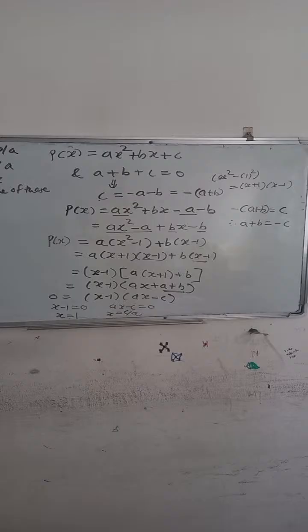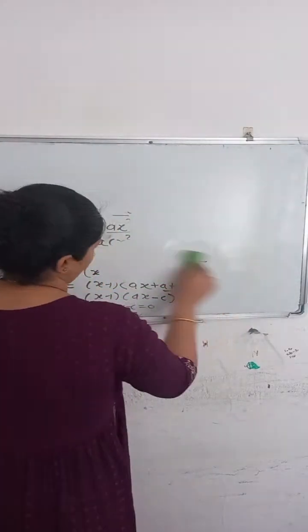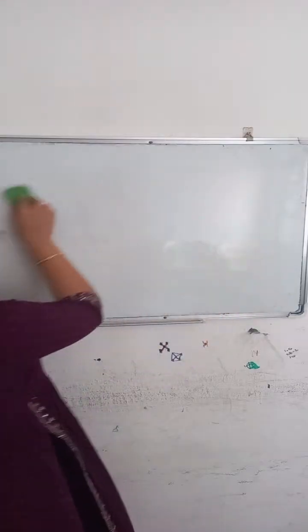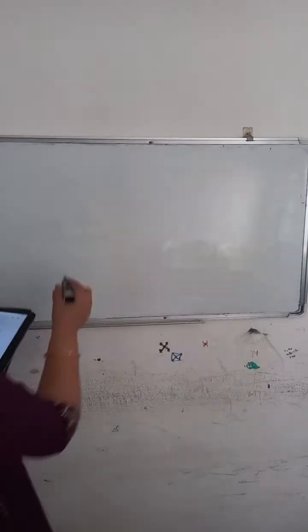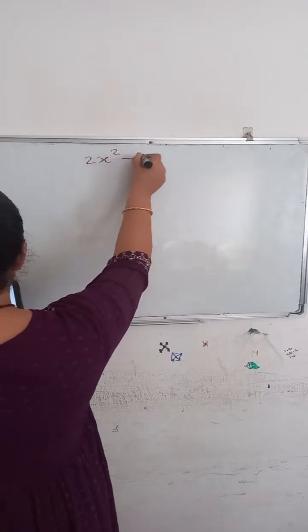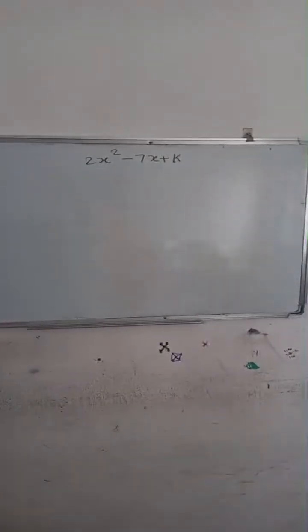If the zeros of p of x, where p of x is equal to 2x square minus 7x plus k, are reciprocal of each other, find the value of k. Very important: they are zeros reciprocal of each other.